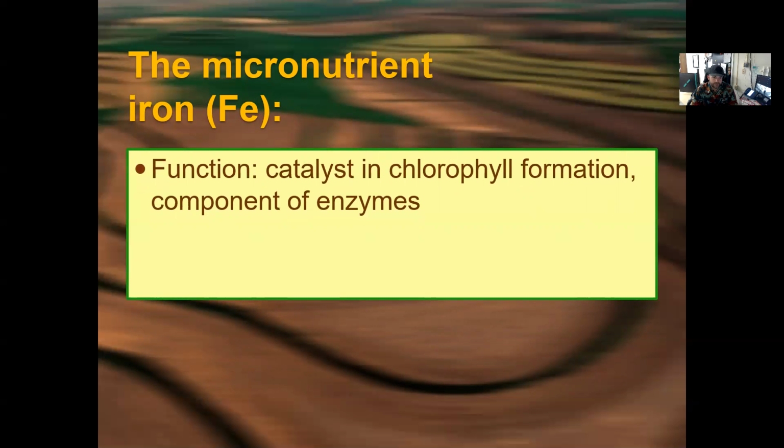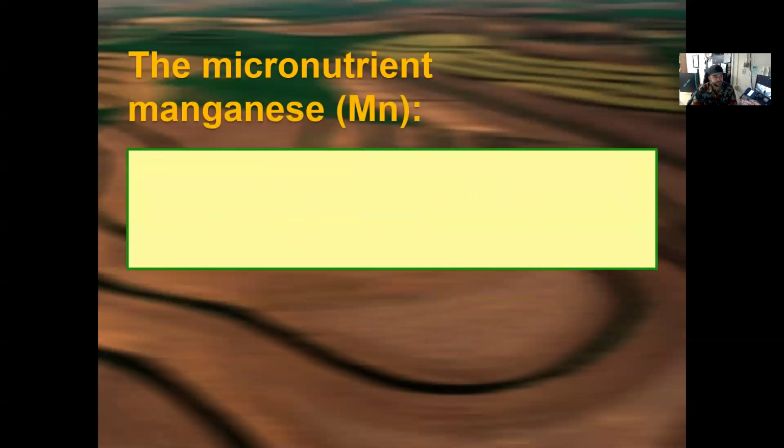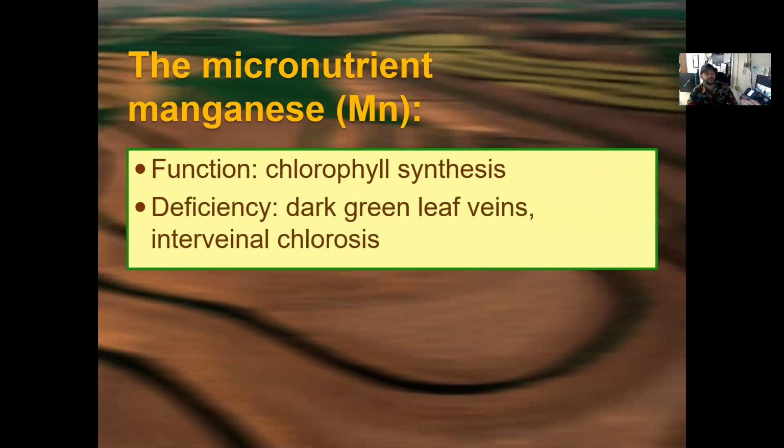Iron, catalyst in chlorophyll formation, component of enzymes. And its deficiency here would be intervenal chlorosis of upper leaves. Manganese, chlorophyll synthesis. Deficiency here would be dark green leaf veins, intervenal chlorosis.